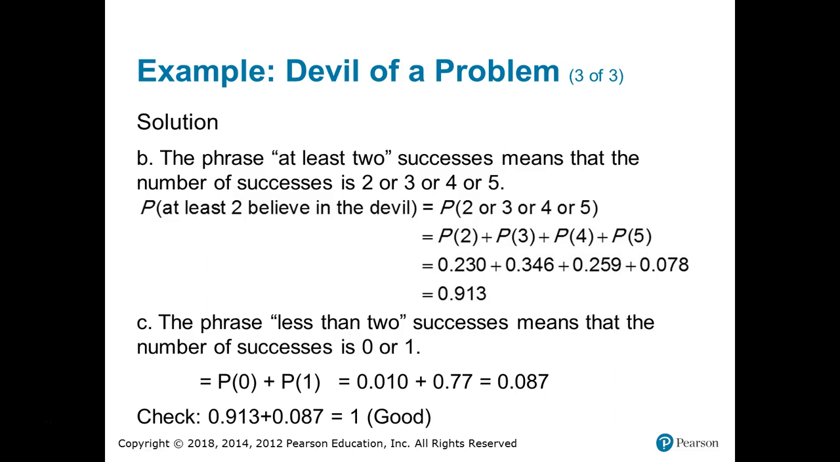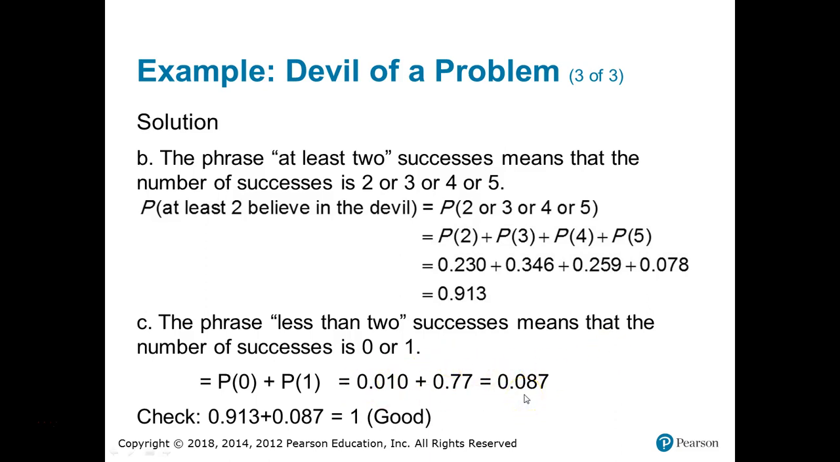Part B is saying at least 2 means that the number of successes can be 2, or 3, or 4, or 5. So you're going to have to add all of those up. And then you're going to get 0.913. So there's a 0.913 chance that at least 2 people out of 5 believe in the devil. And then finally, part C, the phrase less than 2 means that the number of successes is 0 or 1. So add those 2 possibilities up, do the binomial probability 2 more times, add those values together, and we get 0.087.